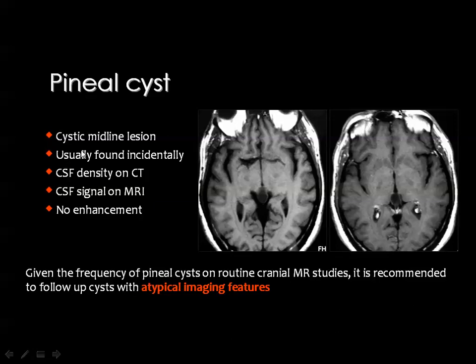Then this is a cystic midline lesion in the quadrigeminal cistern, usually found incidentally, especially if it is small. It will show CSF density on CT, and it has an almost CSF signal on MRI. If you inject the contrast media, then no enhancement will be seen.